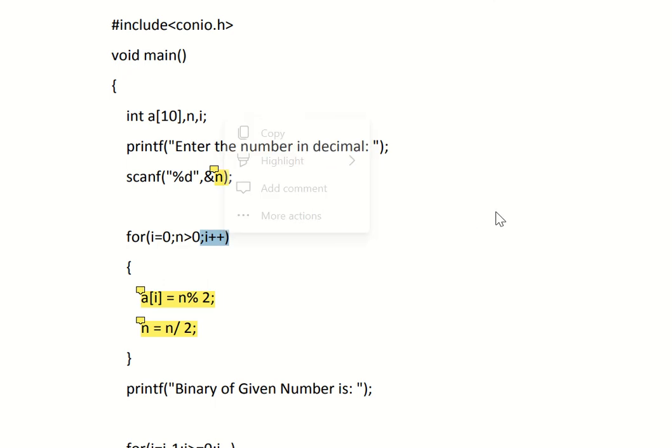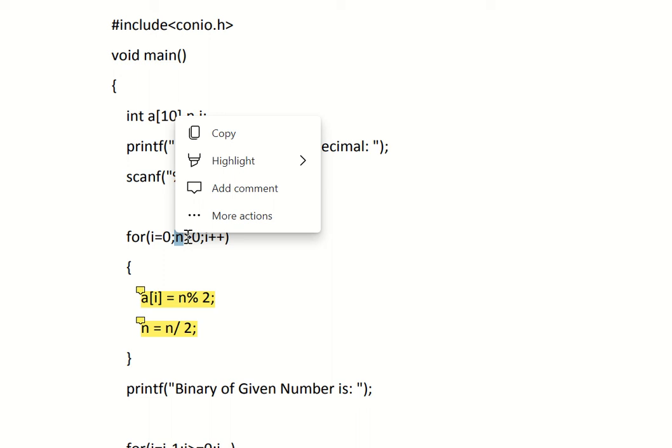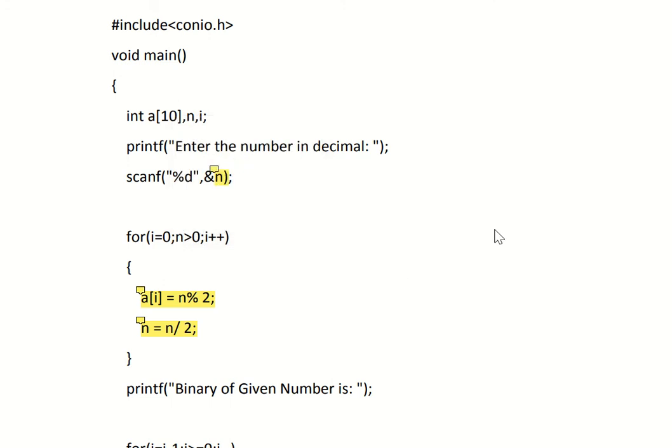Now the value of i is 1. Again check the condition, n greater than 0. Now n is not 15, the new value of n is 7. So 7 greater than 0, which means the condition is true. Again inside the for loop, now a[1] and 7 modulo 2.